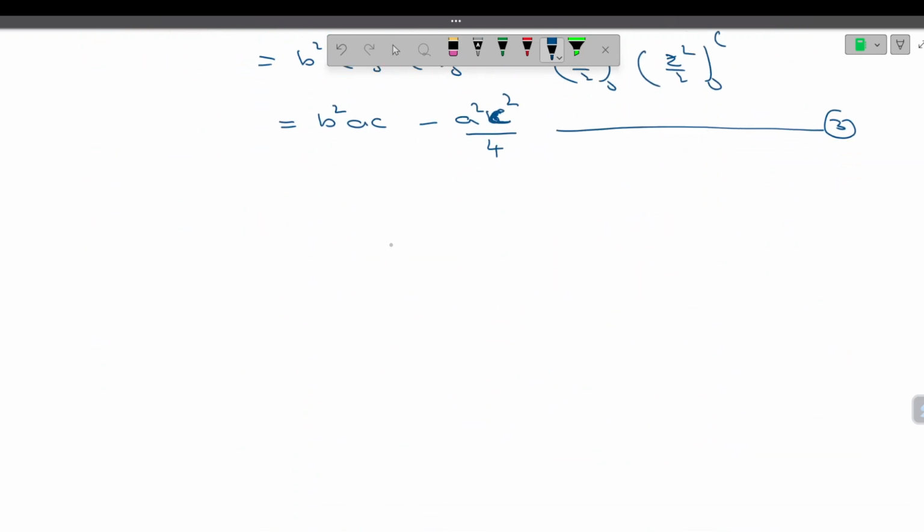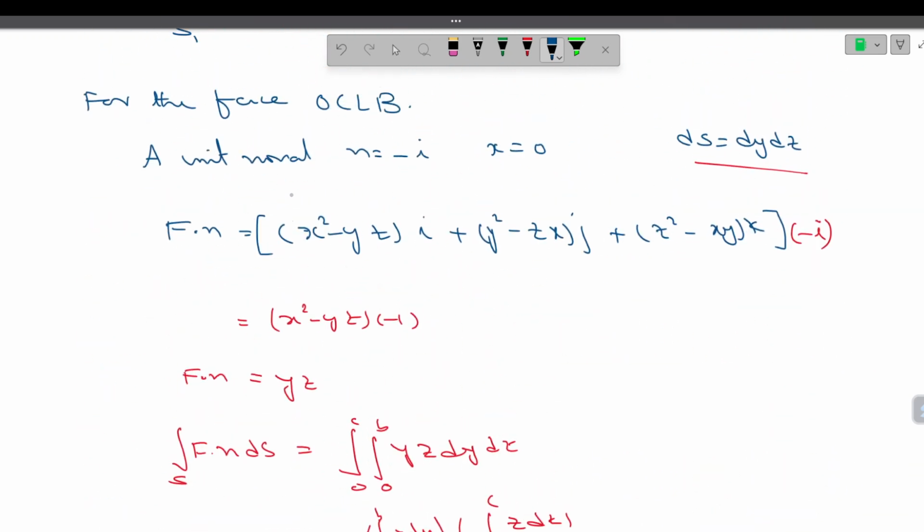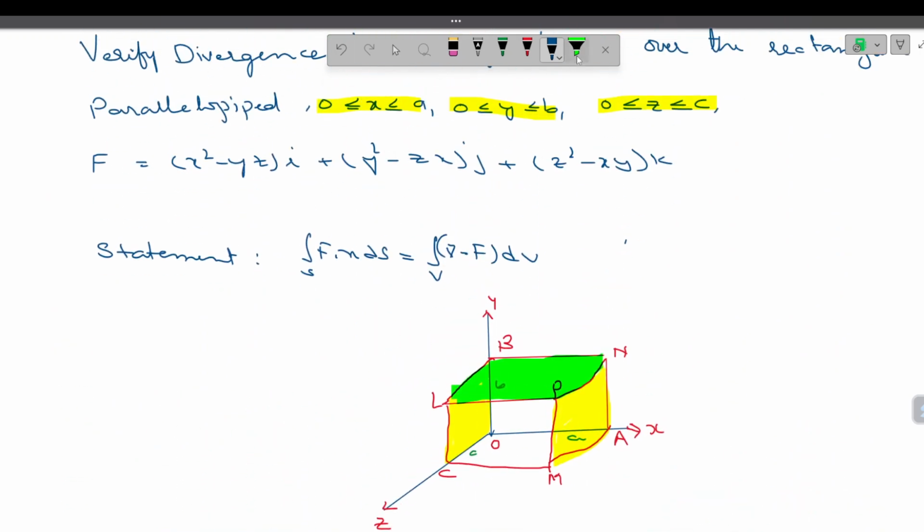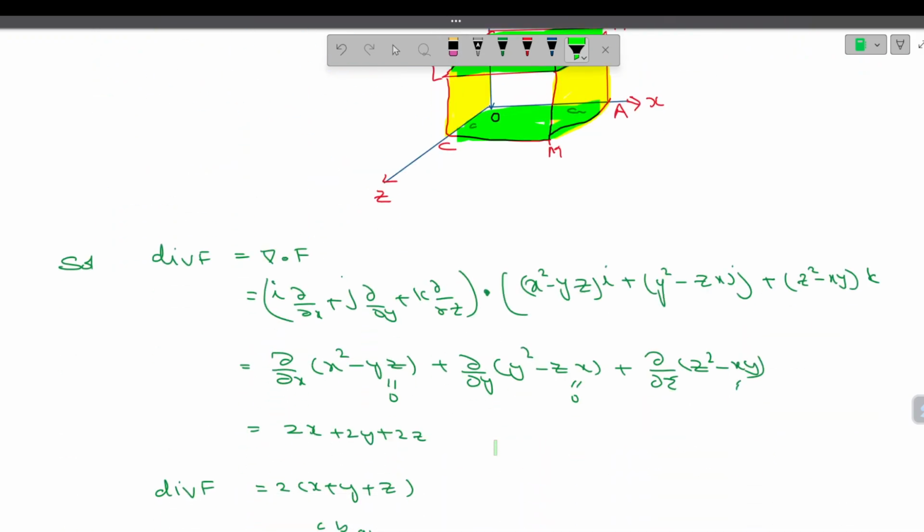Okay. Now, fourth face. For the face opposite to this one, the bottom one. So, what will be z? Z equal to 0. No, no, y. Sorry, not z. We are going for y. Y equal to 0 and n equal to minus j.